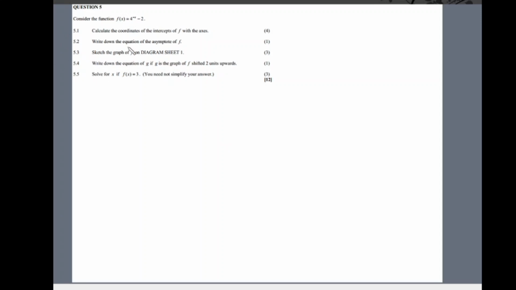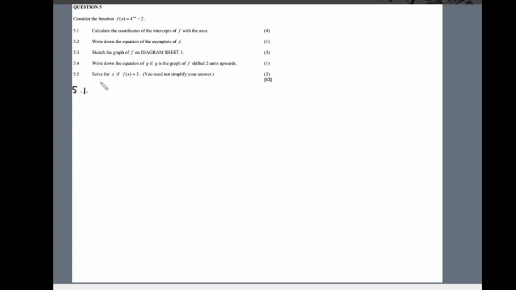But consider the function f of x is equals to 4 to the power minus x minus 2, right? And then they say calculate the coordinates of the intercept of f with the axes, right? So 5.1, we have to calculate x and y intercepts, right?